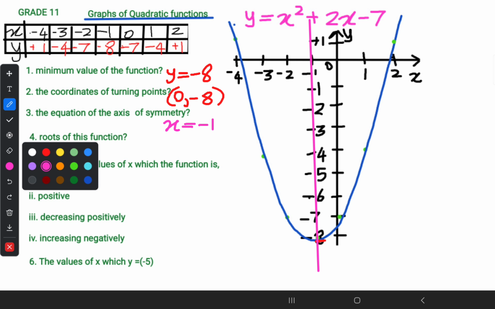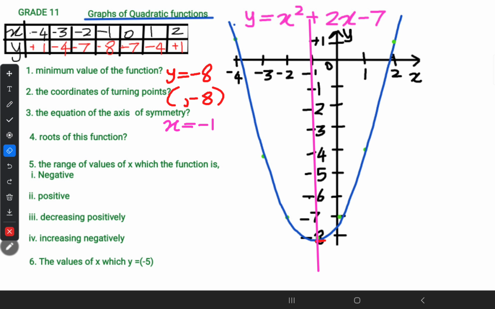Here I made a mistake. Sorry about it. It's not 0. The coordinates of the turning point: its x value is negative 1, its y value is negative 8. So negative 1 comma negative 8 would be the coordinate of the turning point. I'm really sorry about it because I had indicated it as 0 and negative 8. That's incorrect. Negative 1 and negative 8 is the coordinate of the turning point.